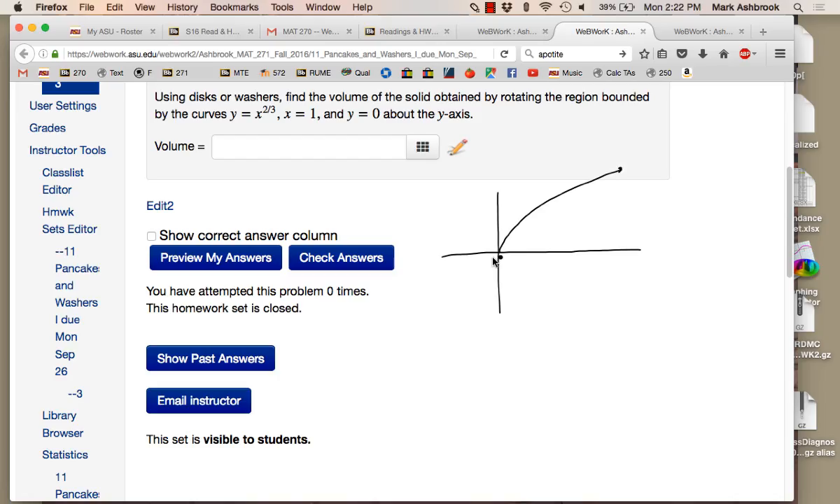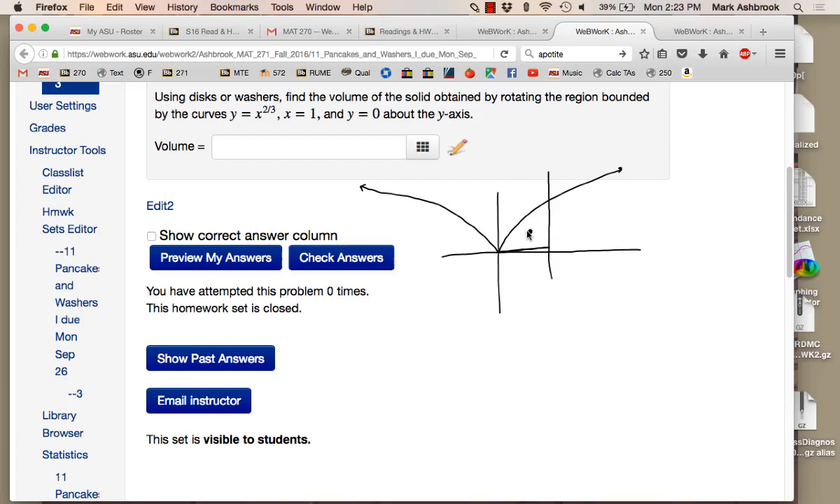But it's also defined for negative values of x. You can take the cube root of a negative value. So I think it looks something like this. And x equals 1. And y equals 0 is, what's y equals 0? The y-axis? X-axis. A lot of students make that mistake.